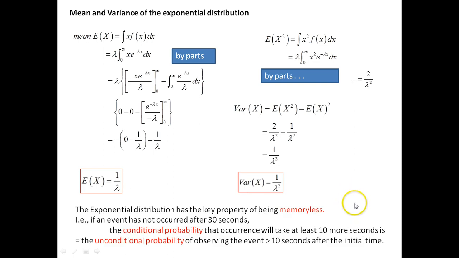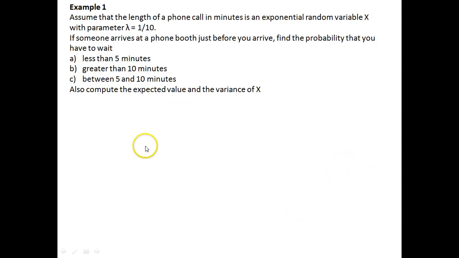The exponential distribution has the key property of being memoryless. That is, if an event has not occurred after 30 seconds, the conditional probability that occurrence will take at least 10 more seconds is equal to the unconditional probability of observing the event 10 seconds after the initial time. So the previous 30 seconds made no difference. We need to time it again. It's memoryless. Each interval is independent.